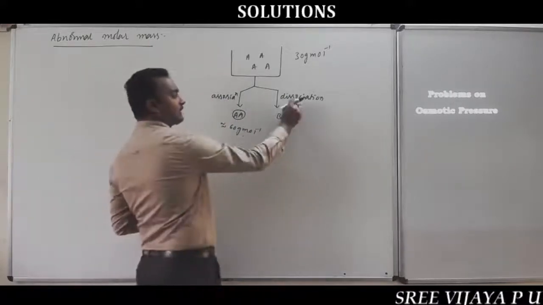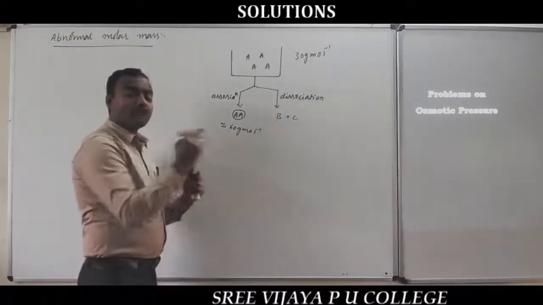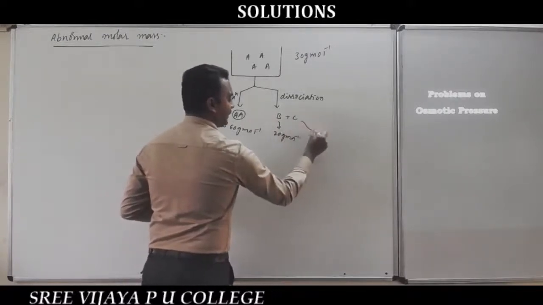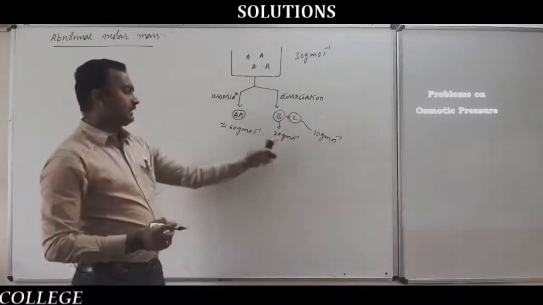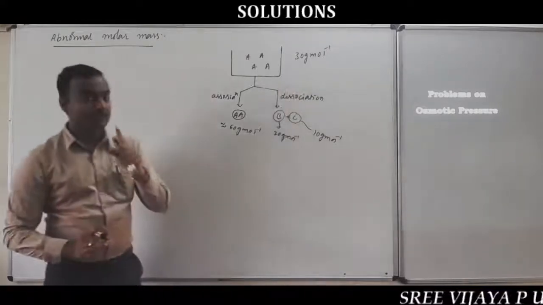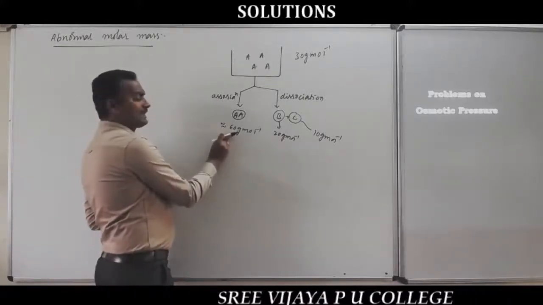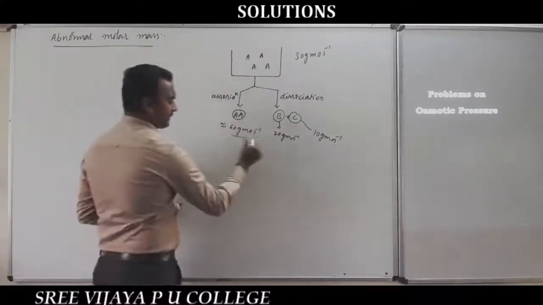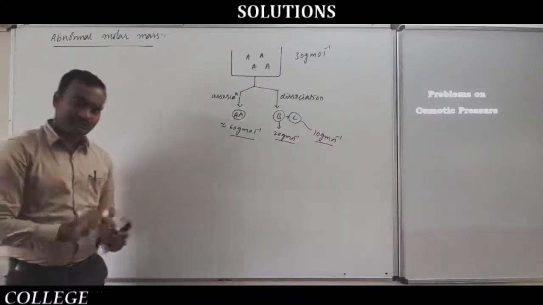So let me take after dissociation. The total molar mass before dissociation is 30 gram per mole. After dissociation, let me take this one having 20 gram per mole and this one approximately 10 gram per mole. So here each particle's molar mass is observed. In this case, each particle's molar mass is lesser compared to the normal molar mass, because of dissociation. After association, whatever molar mass you get is higher than the normal molar mass.